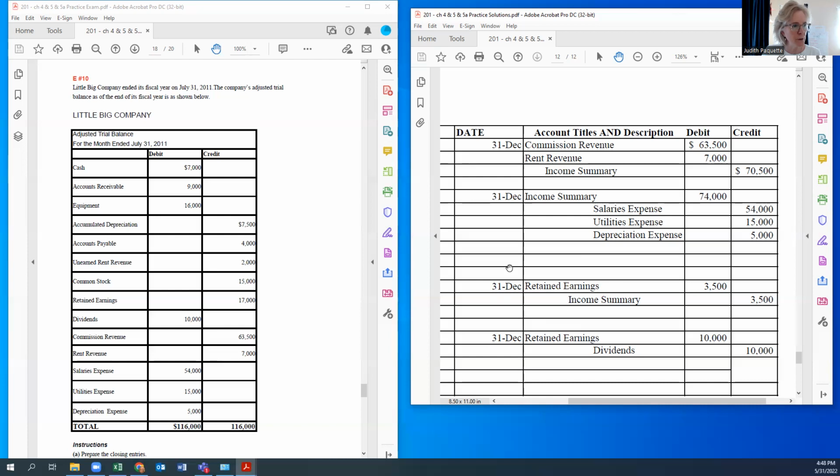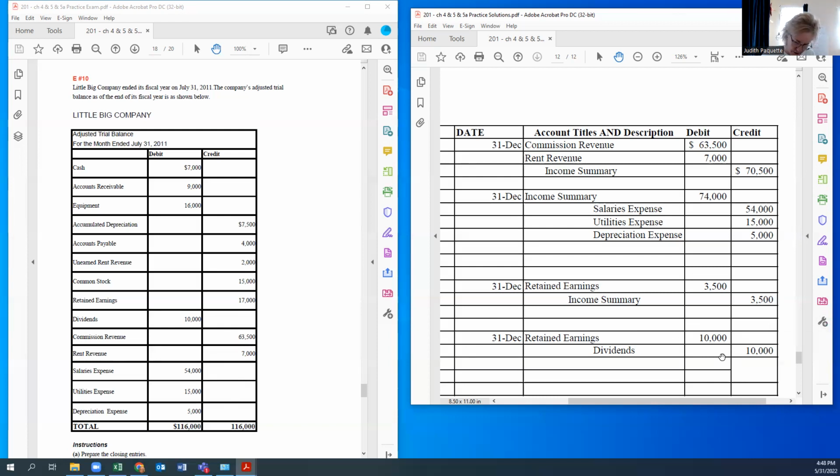Okay. So you have to really be mindful on this journal entry. Was it net income or was it net loss? And that's why I recommend the T accounts for these kinds of journals. And then down here, retained earnings, I'm sorry, the dividend entry, we only take the 10,000, not 17,000.